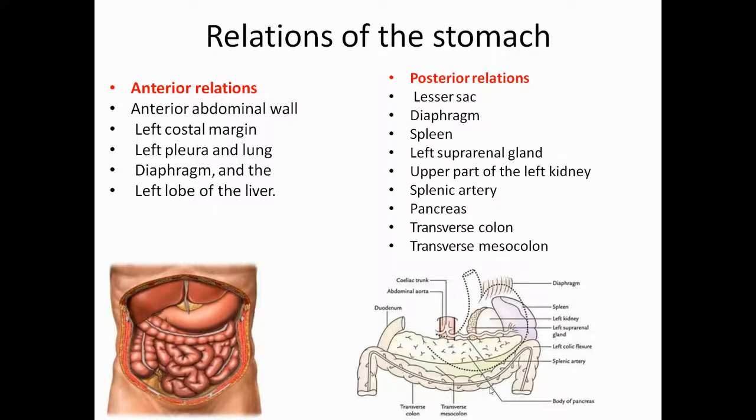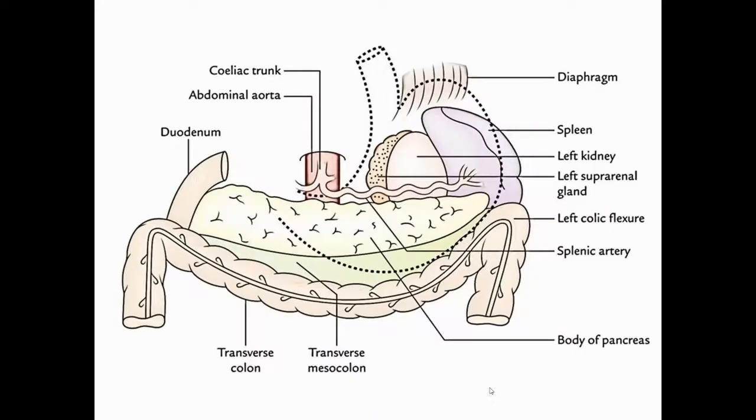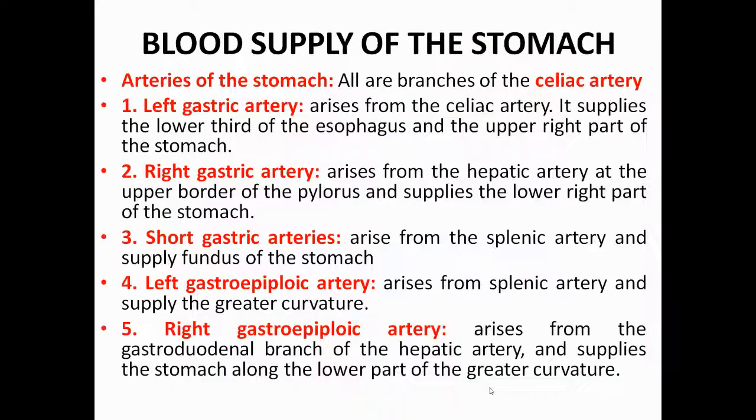Now we will see the relations of the stomach. Anterior relations: anterior abdominal wall, left costal margin, left pleura and the lung, diaphragm and the left lobe of the liver. Whereas the posterior relations are the lesser sac, diaphragm, spleen, left suprarenal gland, upper part of the left kidney, splenic artery, pancreas, transverse colon and transverse mesocolon. All these structures present in the posterior relation make up the stomach bed.